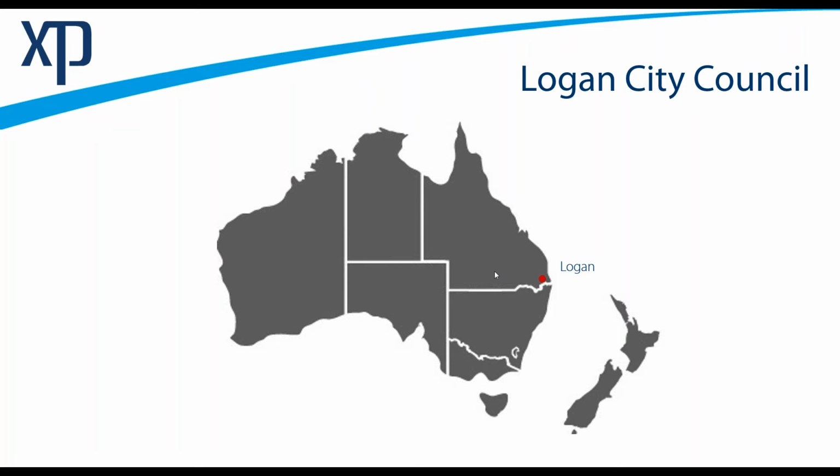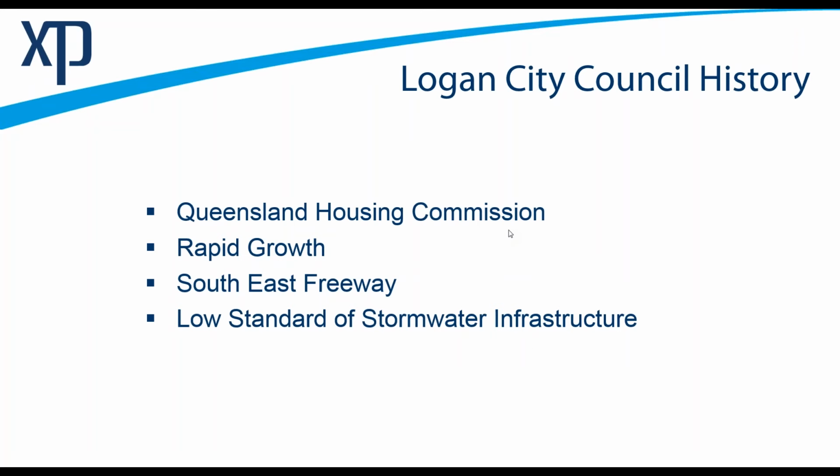Anyway, I digress. So Logan City Council borders, it's just south of Brisbane City Council, with Redlands, Scenic Rim Council and Gold Coast to the south. We're not as big as Brisbane, but we're growing pretty fast. Most of the growth happened, I've got some slides after this showing some images, a lot of growth in the 60s and 70s. A lot of it was fueled by the housing commissions, a lot of it was housing commission houses, and rapid growth fueled by the Southeast Freeway going through.